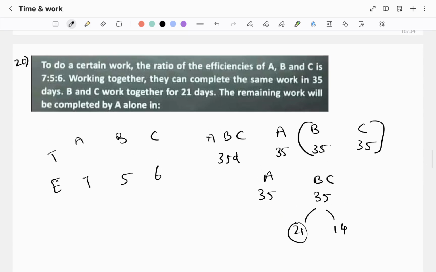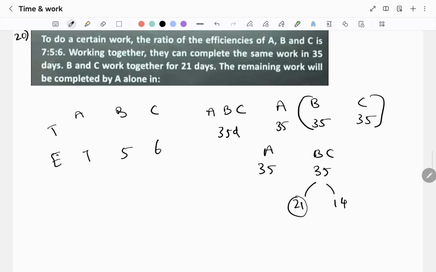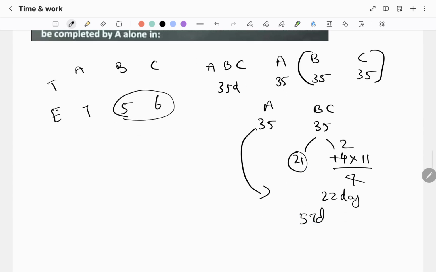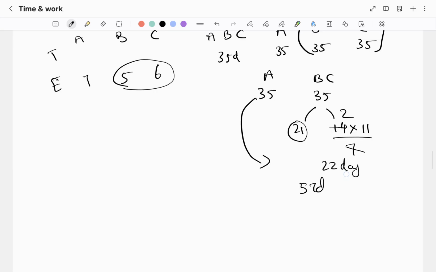Read the question. Working together they can complete the same work in 35 days. But B and C work together for 21 days. The remaining work will be completed by A alone in how many days? The remaining work, 14 days of work, will be how many parts? 14 into B and C's efficiency, which is 11, so 154 parts. This has to be done by A, efficiency 7, that will be 22 days. Already A worked for 35 days. So 35 plus 22, 57 days. Hope you understood this.